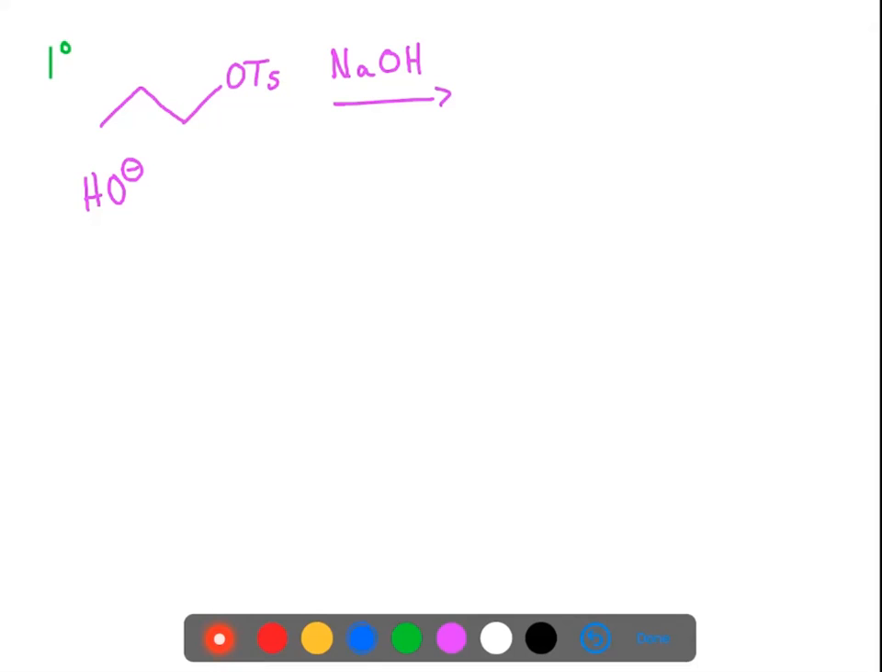So we can draw a mechanism where the nucleophile will attack the alpha carbon and we have loss of the leaving group. So this is a concerted mechanism and the net result is the formation of an alcohol. And our leaving group is the tosylate. And so the major mechanism for this reaction is the SN2.